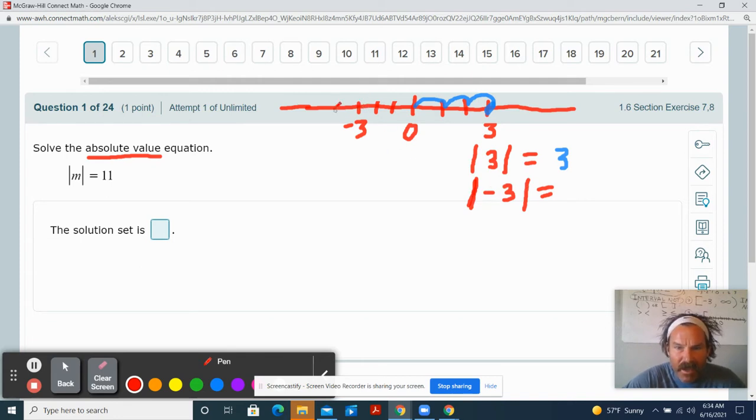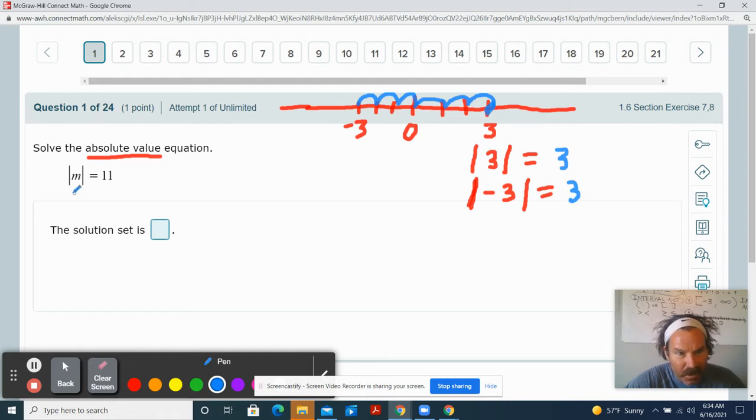So the absolute value of -3 is, well, how far is -3 away from 0? It's 1, 2, 3. So it's also 3 away from 0. If you notice, the absolute value can never be negative. When we're talking about distance, distance is always a positive number.